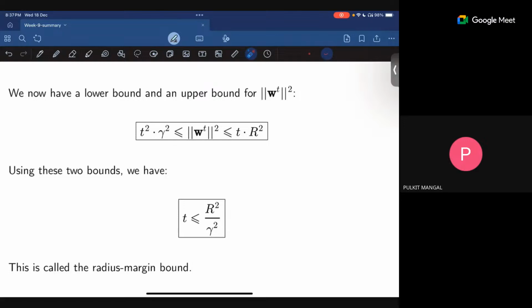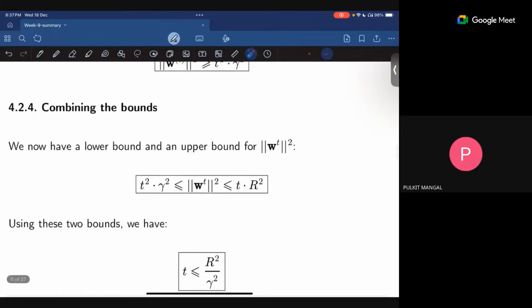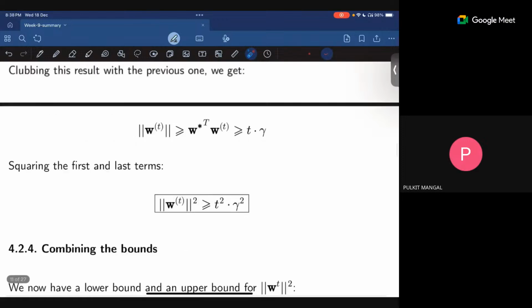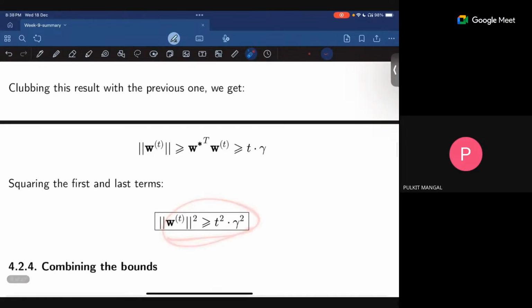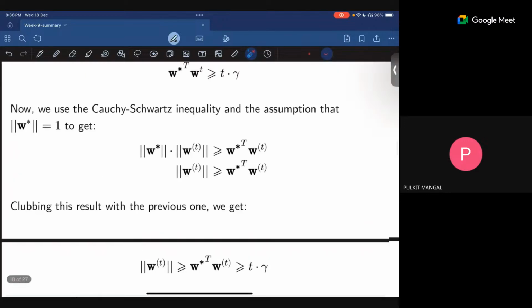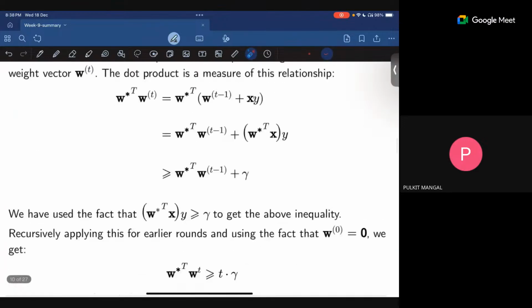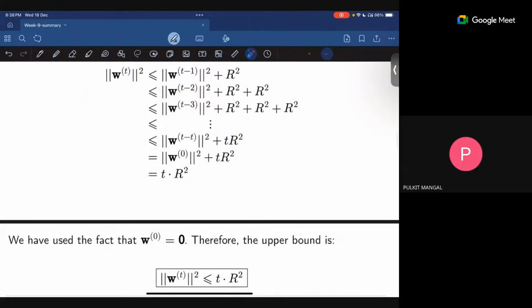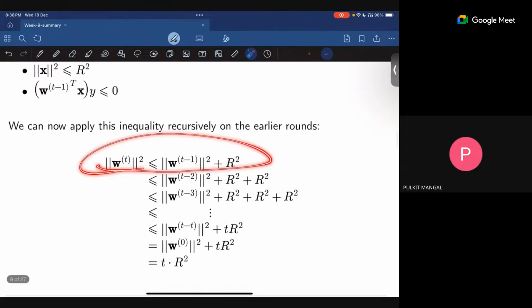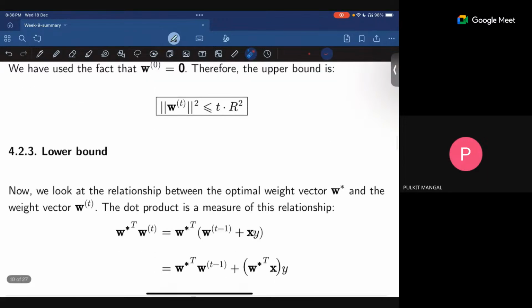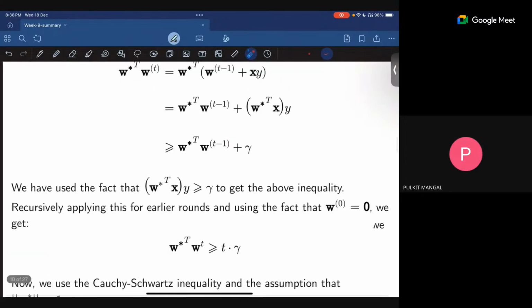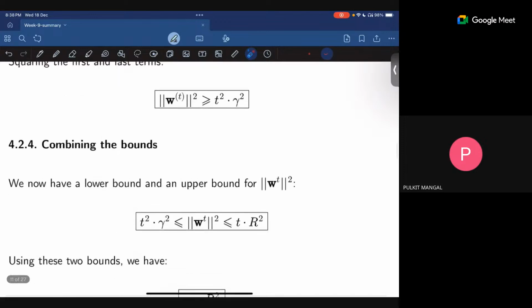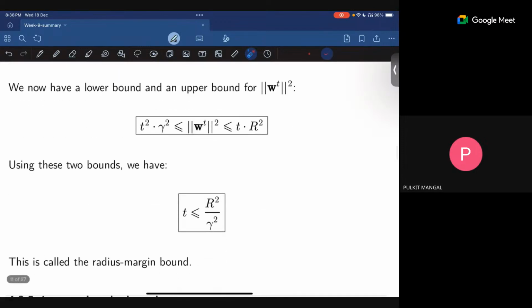So from the proof of the convergence of the perceptron, you should remember this radius margin bound, the lower bound that we had arrived at here, and this inequality that we have used. These two or three things you should remember. So, any doubt in the proof of convergence?